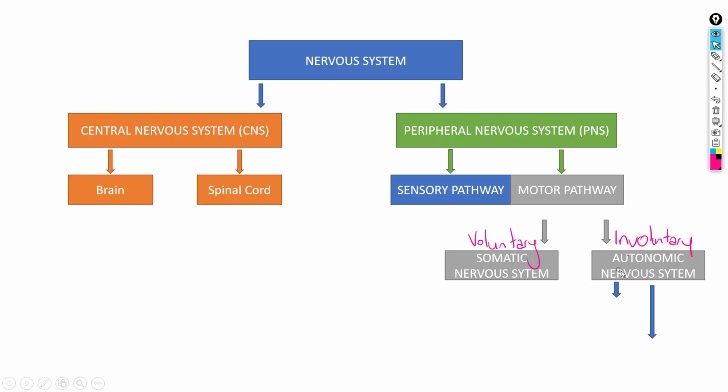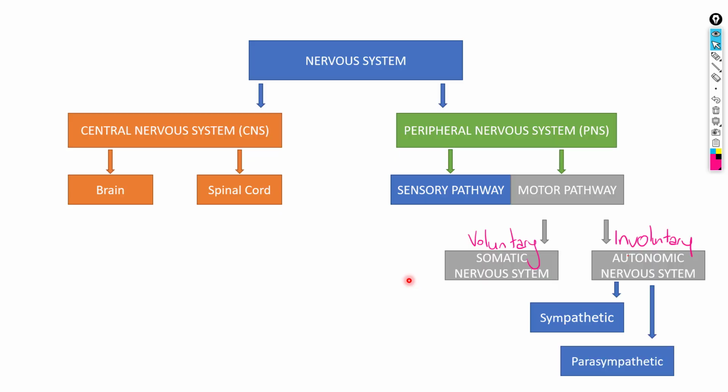Involuntary motor actions are the actions that are out of our control, and the voluntary ones are the ones that we can control. We have two other divisions falling under the autonomic nervous system, which are the sympathetic division and the parasympathetic division. So this is the general breakup of the entire nervous system.